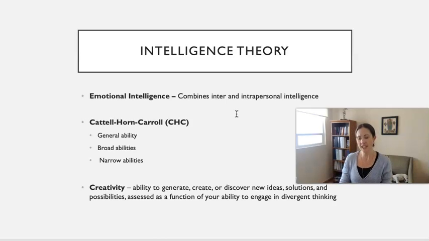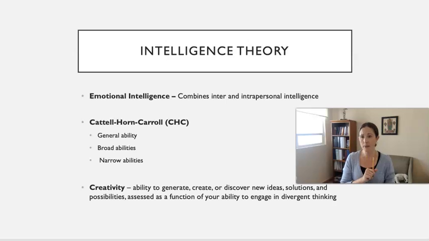And then finally, before we get into measuring intelligence, we have creativity. This is your ability to generate, create, discover new ideas, solutions, and possibilities. And this is assessed as a function of your ability to engage in divergent thinking, where there are multiple solutions to one problem, versus convergent thinking, which is like your multiple choice tests, where there's one right solution. So if you have high creativity, you're better at divergent thinking.